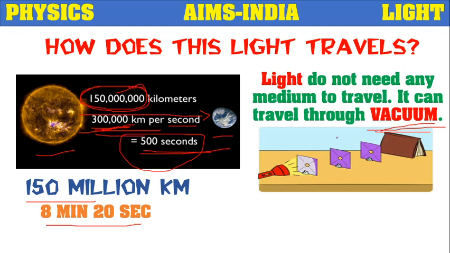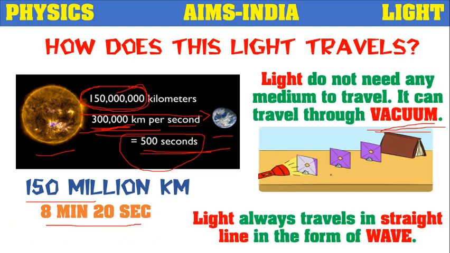We can know about that with a small experiment which we have done in earlier classes. If you take some cardboard pieces and make holes at the same height, the light coming from the torch passes through the holes and touches the book. It means that light travels in a straight line. Light always travels in a straight line, and this is called rectilinear propagation of light.